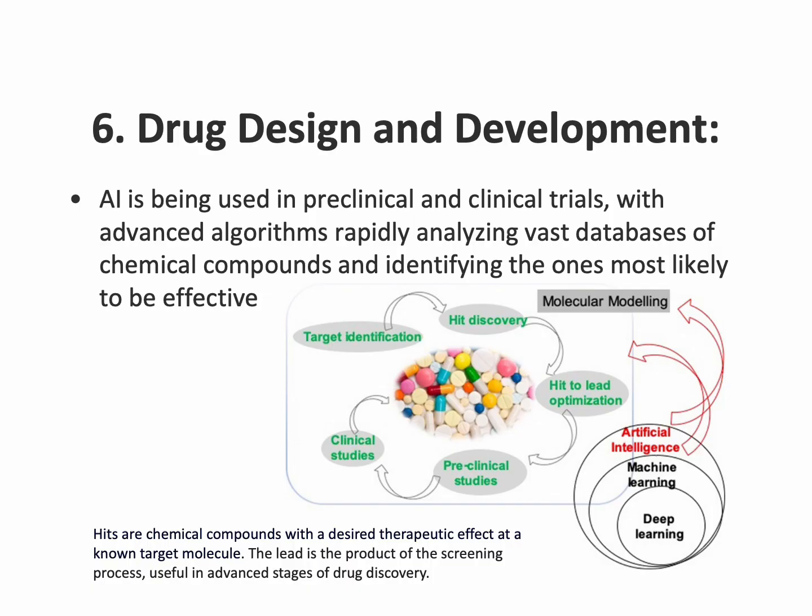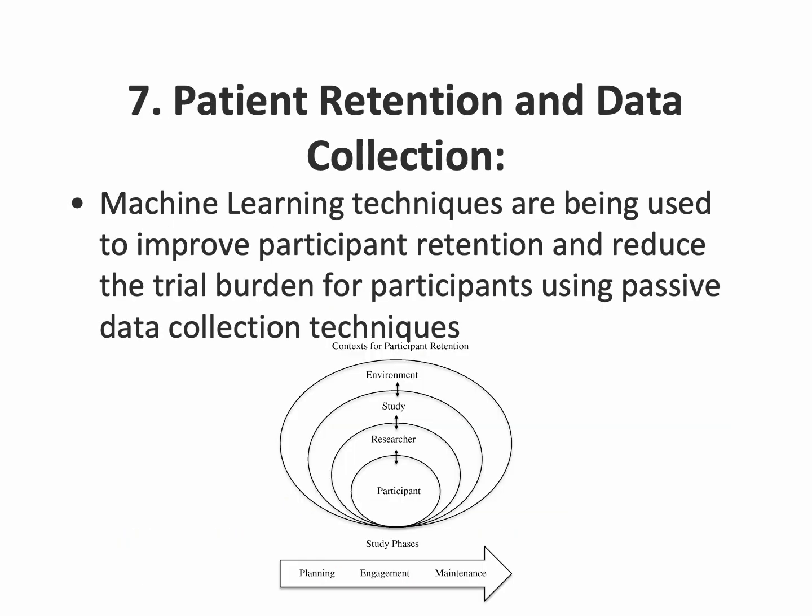So here, as I already talked about, we can also look into the drug design. This is where we are going to have several drugs, and we are going to see which one is the best one that we'll be able to use for a specific disease. We can also, of course, look into patient retention and data collection. So machine learning techniques are being used to improve participant retention and reduce the trial burden for participants using passive data collection techniques.